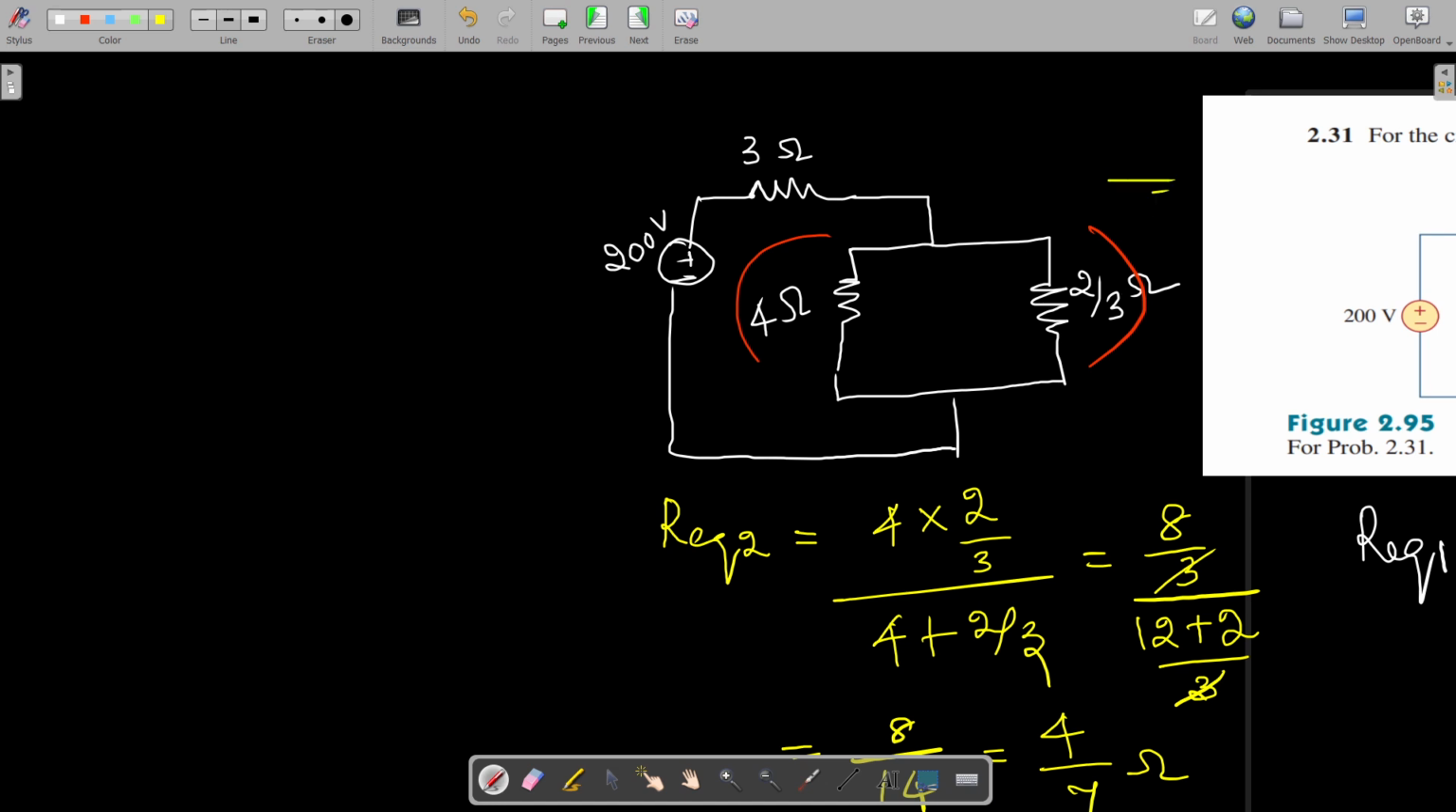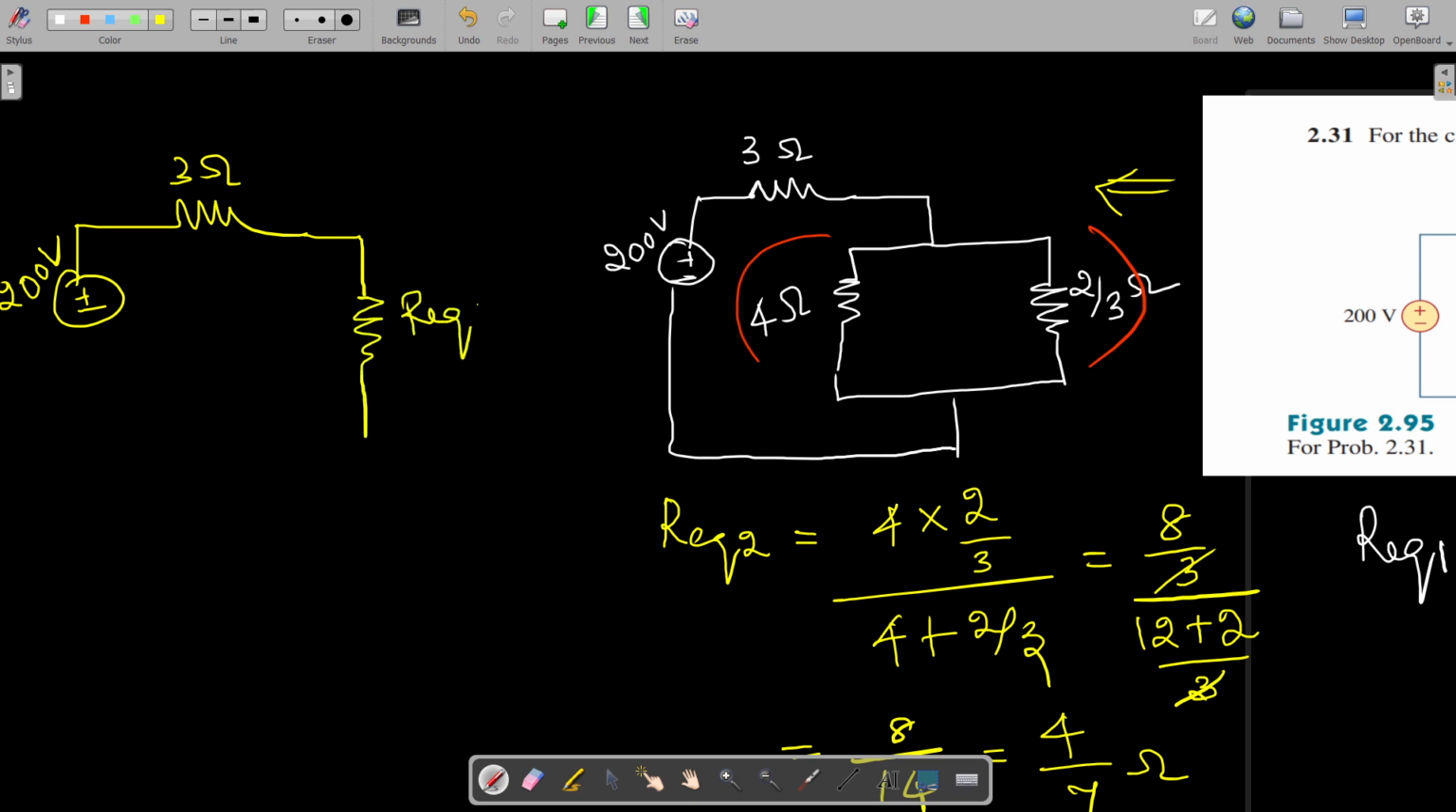So we come from here like this. This is a modified circuit. So here we have this plus minus, that is 200 volts. Then here you have this 3 ohm resistance. Then this equivalent resistance R equivalent 2.